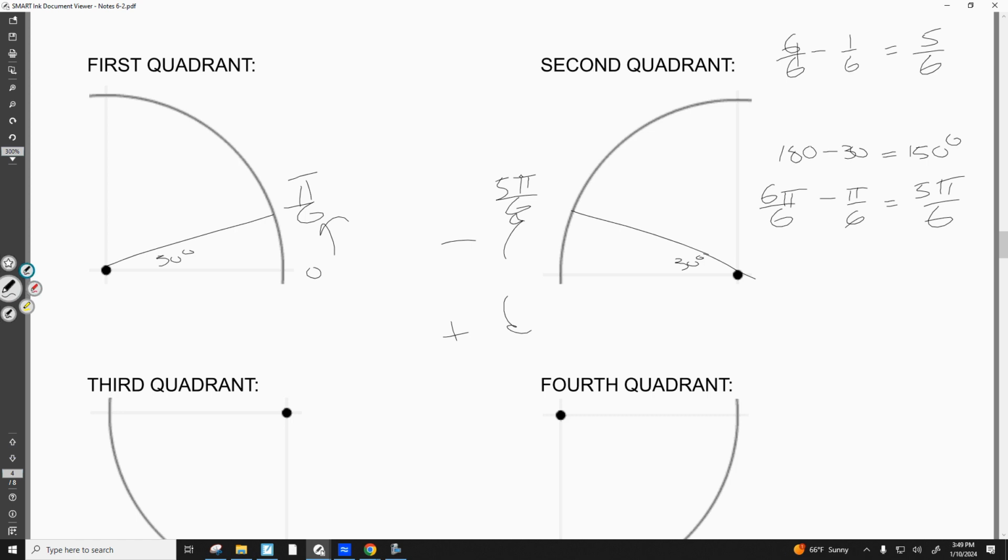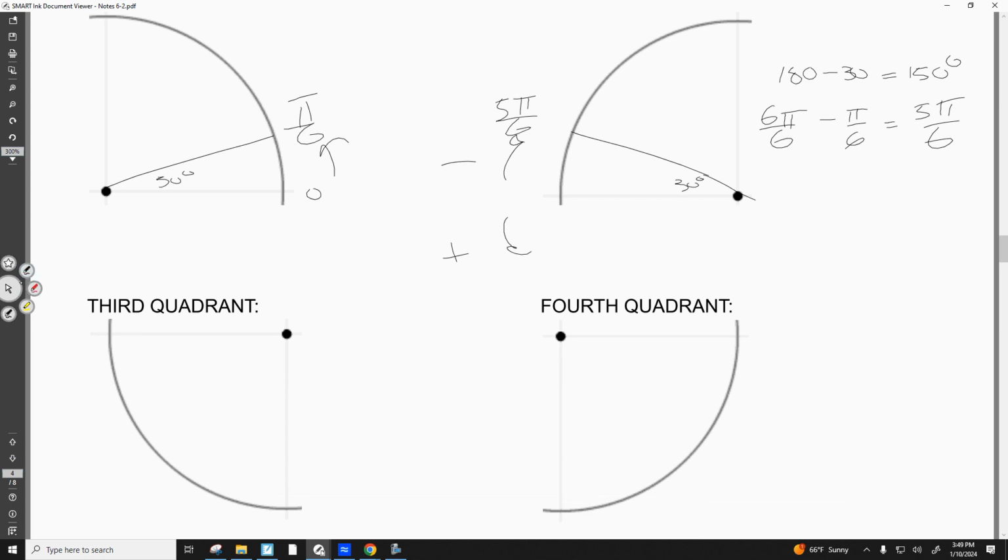Do the last two. Go. Tell your neighbors. What are the last two? What is this radian measurement in the third quadrant that is 30 degrees more than 180? Got this? Very important. Counterclockwise, adding angles. Clockwise, subtracting angles.